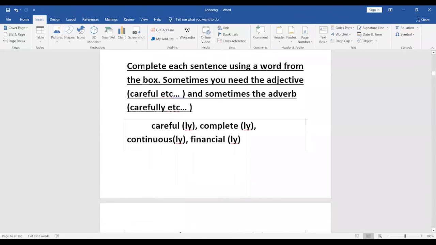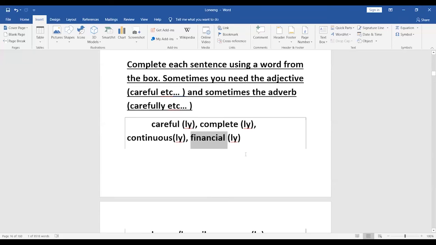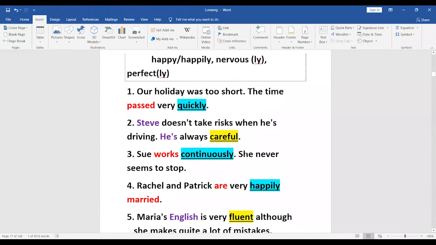Okay, now we need to complete the sentences using a word. You need to choose a word from the box and you have to put it in the right place, whether it's an adjective or whether it's an adverb. Okay, if it comes with ly, it becomes an adverb. If it's without the ly, then it becomes an adjective. Okay, simple as that. Example, let me tell you, financial is an adjective and financially is an adverb. Okay, that's just an example. So I'm going to do two for you. I want you to do the others at home. Okay, so practice. Let's take a look at the first two.